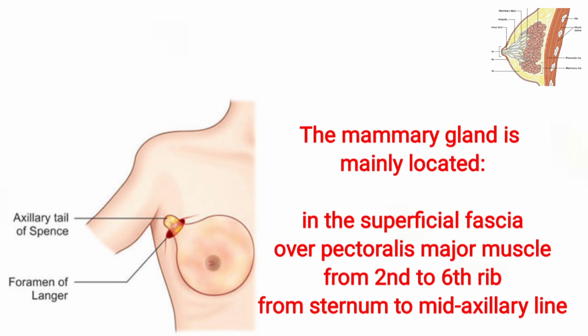Armpit you know very well, it's axilla. Okay. So tail of Spence is this space. Okay. It is extended towards what? Towards armpit. Okay. So tail of Spence is nothing but a small extension from breast into armpit.